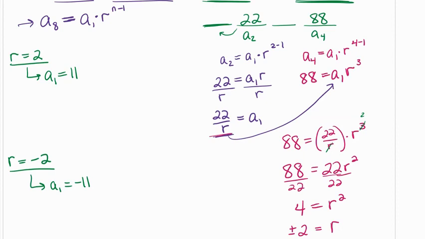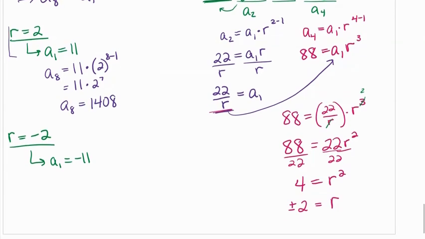Okay, so if we go with our first possibility, where r is positive 2, to get our eighth term, we would do positive 11 times our common ratio, in this case positive 2, to the 8 minus 1, right? So 11 times 2 to the 7th power. If we do 2 to the 7th in the calculator and then multiply that by 11, 2 to the 7th is going to give us a positive result. And then a positive times a positive makes our eighth term become 1,408. So there's our answer with that possibility.